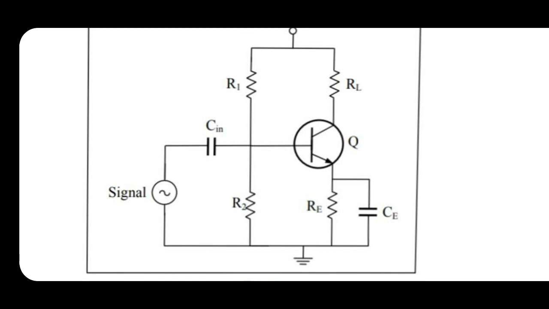When the input signal is applied to the base of the transistor through the coupling capacitor C in, the forward bias of the base-emitter junction will vary from maximum to minimum. The base voltage varies as per the signal voltage Vi. As a result, the base current also varies, and as the base current varies, the collector current varies. Due to the variation of collector current, the collector voltage appears across the load resistor RL.